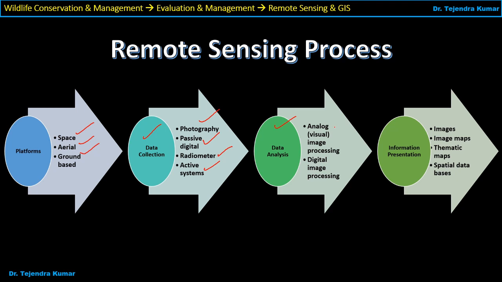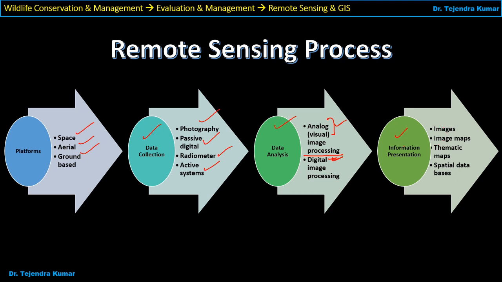Data analysis can be done in two forms. One is analog or visual, as I told you in the last slide as well, and the second is digital. In analog or visual analysis, you are manually doing all these things, and in the digital system, computer-based data processing or image processing happens by different kinds of algorithms which are set there. That's why it is the digital kind.